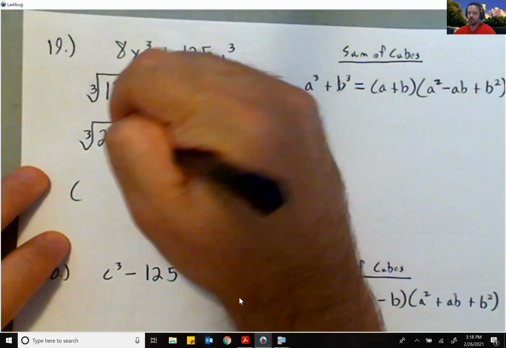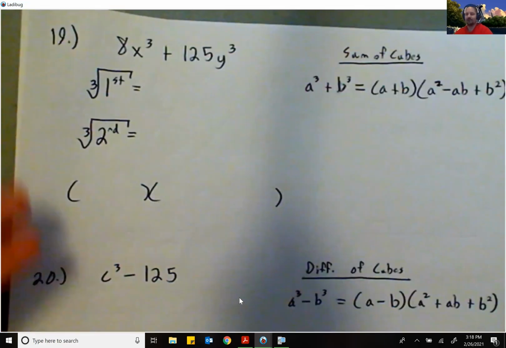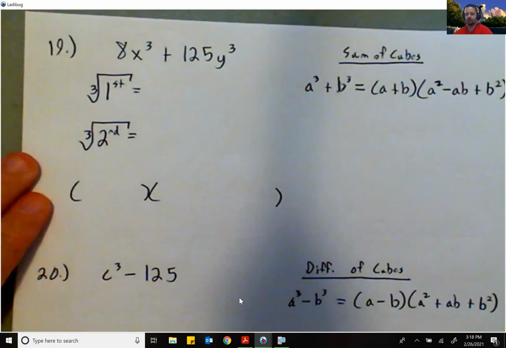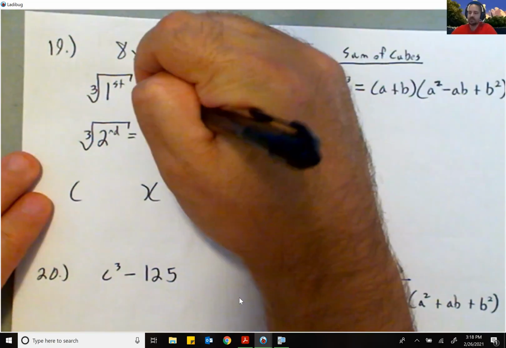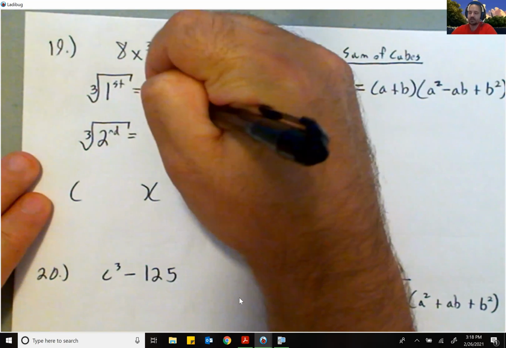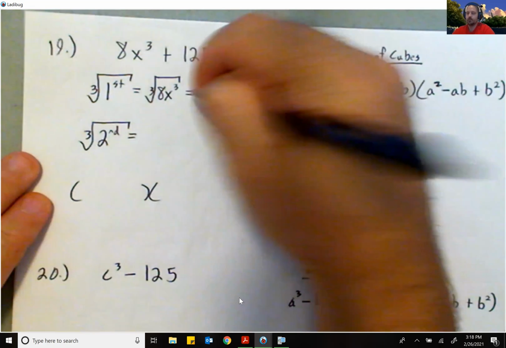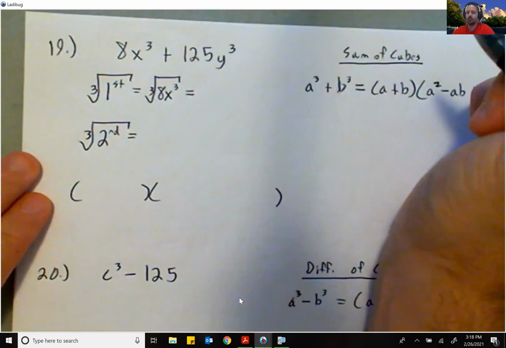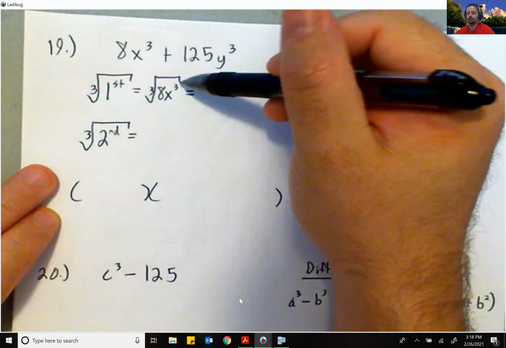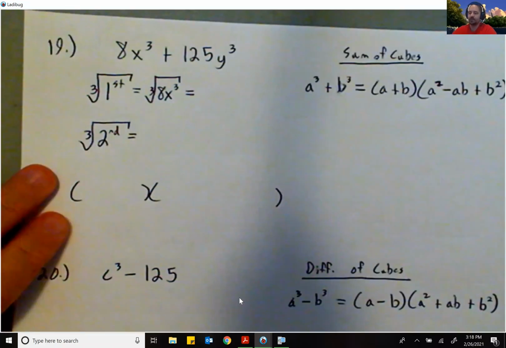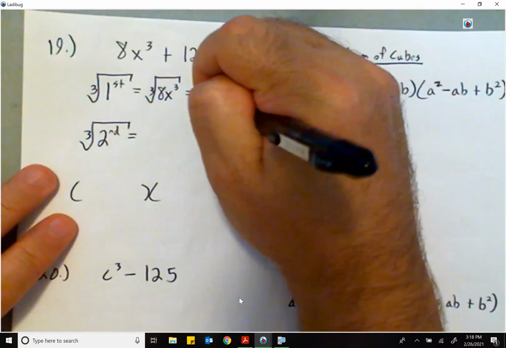So who's our first term? 8x cubed. So what is the cube root of 8x cubed? 2x. So that is our A.